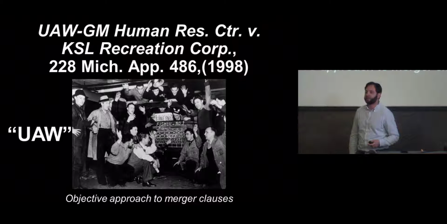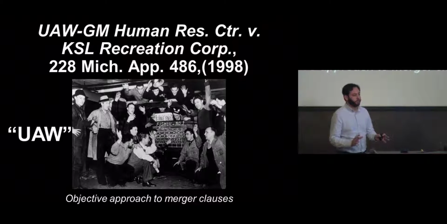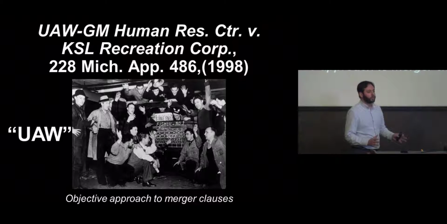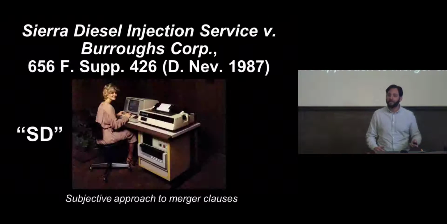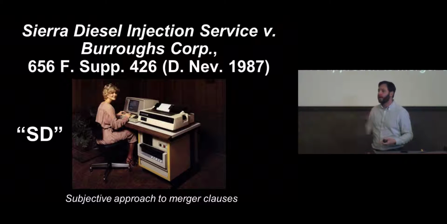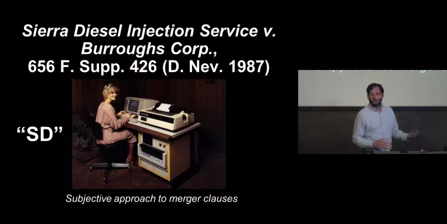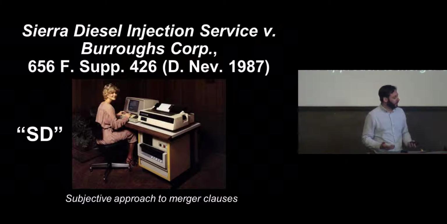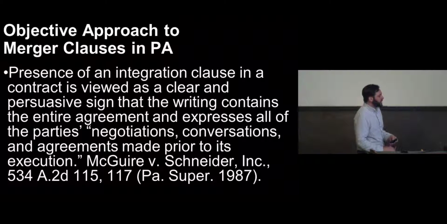Very much like C&A and PG&E, we saw a sequence of cases, one in which we took the objective theory and applied it to a merger clause, and another case where we took the subjective theory and applied it to a merger clause. And as a result, we got different results. In one case, the merger clause was held to be binding. In the other case, the merger clause was not. Pennsylvania generally finds that merger clauses are presumptive. In other words, it takes the C&A, or the objective approach.